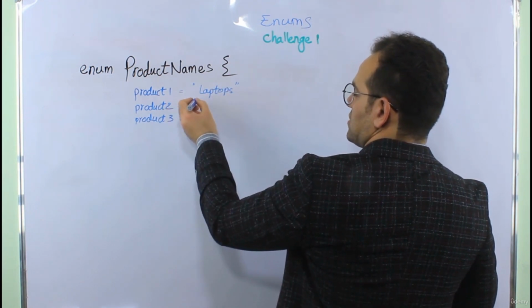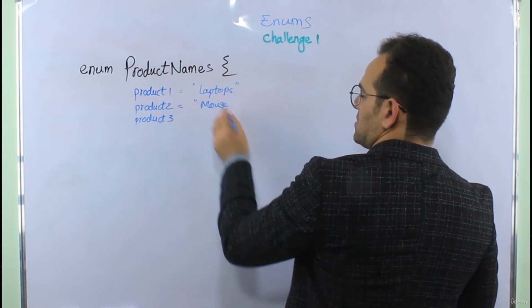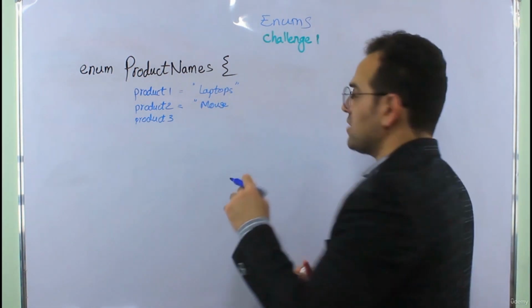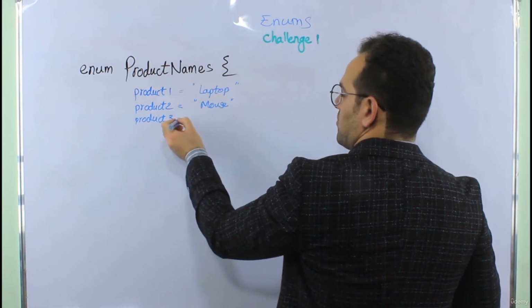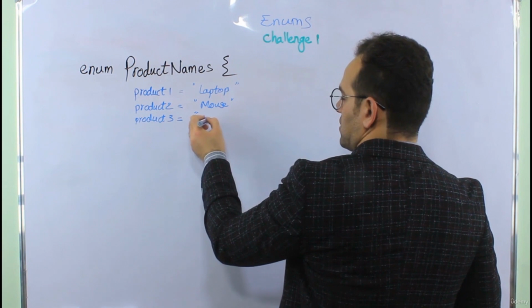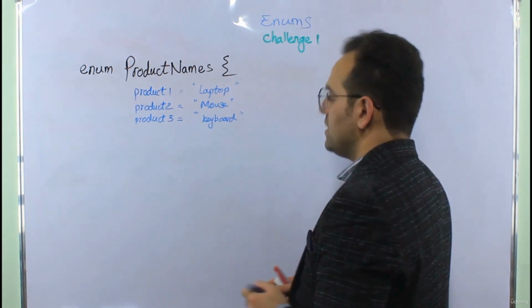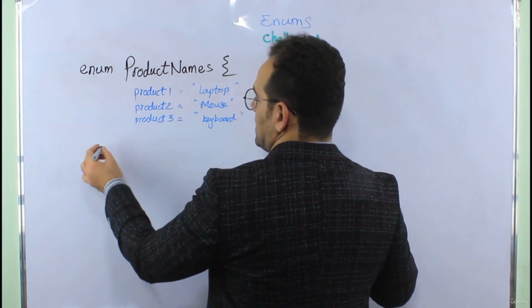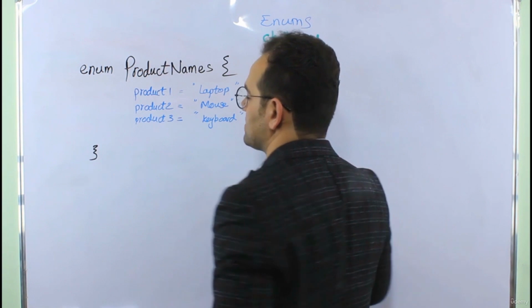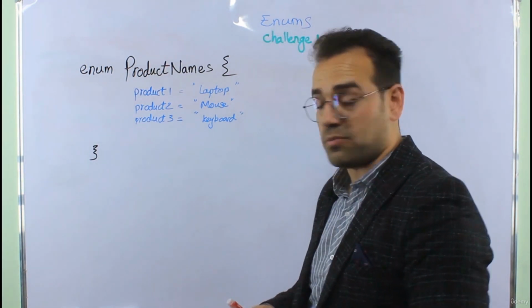Product 2 is going to be mouse or mouses, I'm not sure. It's just a mouse, and this is just a laptop mouse. And then product 3 is going to be keyboard. Cool. So everything is making sense so far. This is how you can create an enum of 3 products. And if you want to display it on the console, that is extremely simple as well.